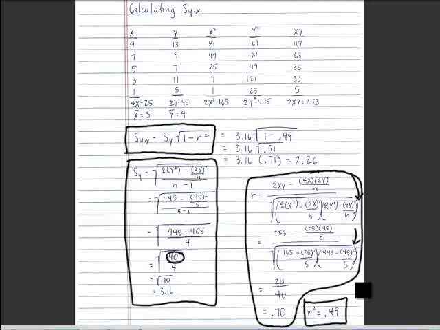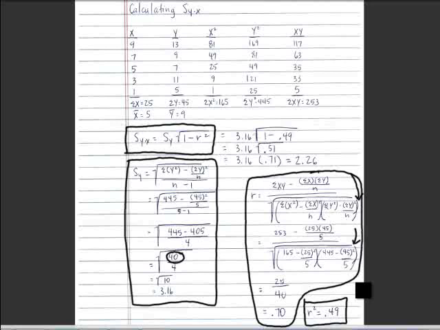And so now we're ready to plug and chug our numbers into our formula. So sy.x is equal to the standard deviation in y times the square root of 1 minus r squared. For this set of data, that is equal to 3.16 times the square root of 1 minus 0.49, which is equal to 3.16 times the square root of 0.51, which is equal to 3.16 times 0.71.